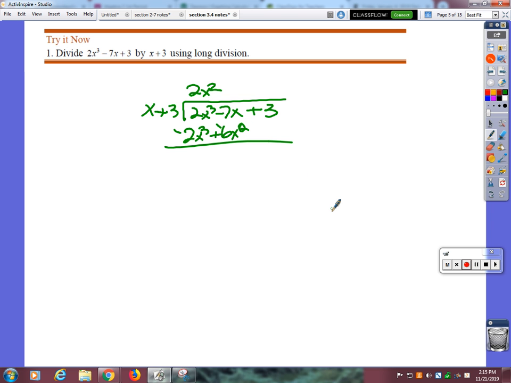2x cubed minus 2x cubed cancels, but then there's 0 x squareds here. So this is actually going to be negative 6x squared. And then I bring down the negative 7x. So it would have made our lives a little bit easier, and this is something to remember in the future, if we had recognized that there was no x squared. So we could have gone 2x cubed plus 0x squared minus 7x plus 3, just so that we would know that these need to line up with each other. Okay?